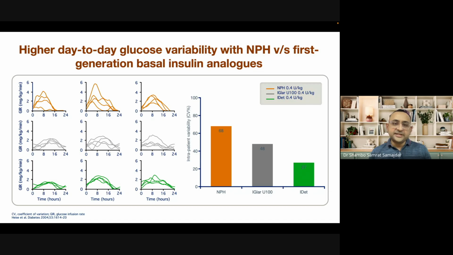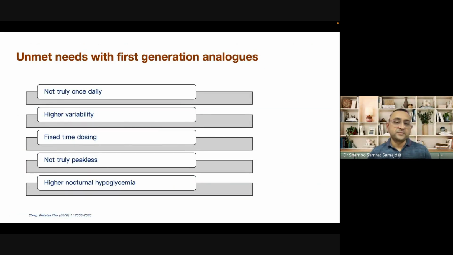So the higher day-to-day glucose variability, which was there with NPH, for the first time was addressed with these two basal insulins, one is glargine and another is Detemir. Coming to the first generation analogs, that means glargine U100 and Detemir, they are not truly once daily molecules. They have higher variability. Yes, they have less variability compared to NPH, but we need more control of the variability.